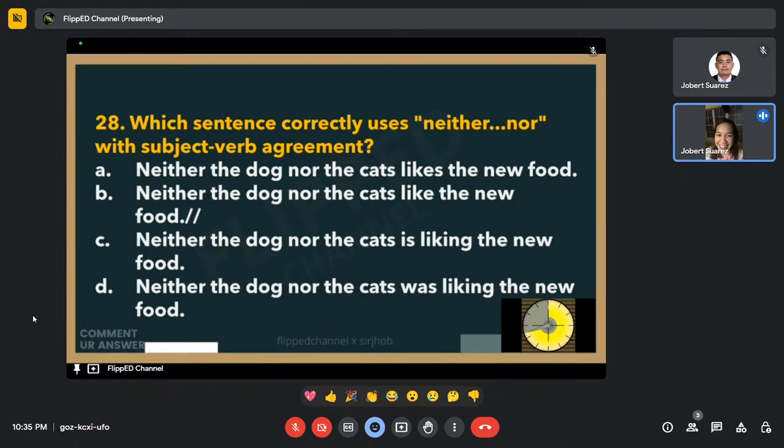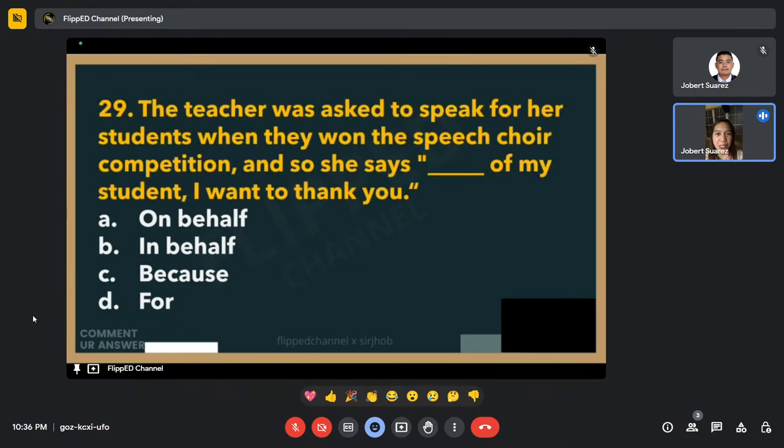Okay, the correct answer for number 28 is letter B. Tama ang mga nasa comment section. It's letter B. Next, number 29. The teacher was asked to speak for her students when they won the speech choir competition. And so, she says, blank of my students, I want to thank. Time's up. Alright. The correct answer for this one is letter A, on behalf. Perfect yung mga nasa comment section. Lahat, tama, letter A. Next, number 30.